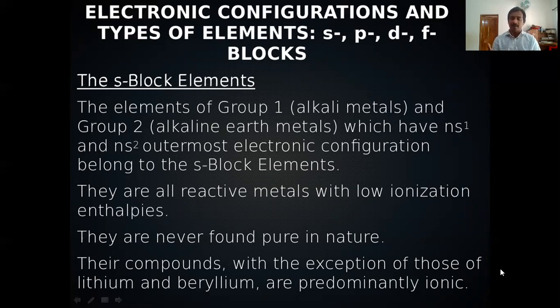Ionization energy, what is ionization energy? It is the energy required to remove outermost electron from an isolated gaseous atom. We will see it in detail in the second part of the chapter. Their compounds, with the exception of those of lithium and beryllium, are predominantly ionic. These elements, first and second group elements, form ionic compounds.